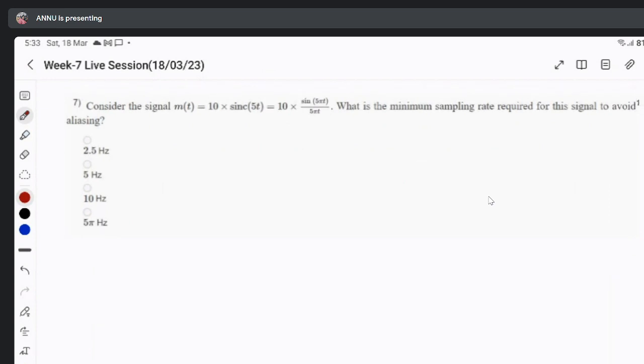Now let us consider question number 7: consider the signal m(t) equals 10 sinc(ft). It is a different question, almost the same. What is the answer? 5. Ma'am, it should be 5. So fm should be 5. Fs should be 2 into fm, which is 100. Ma'am, fm is actually 2.5. Fs is 2 fm, 2 into 2.5, which is 5.